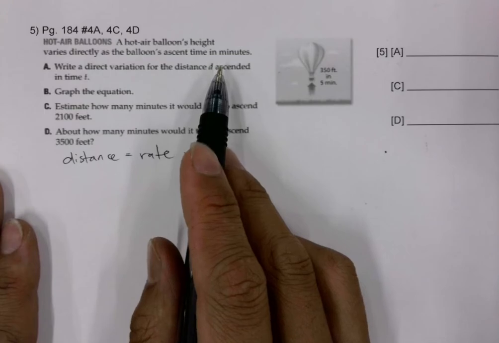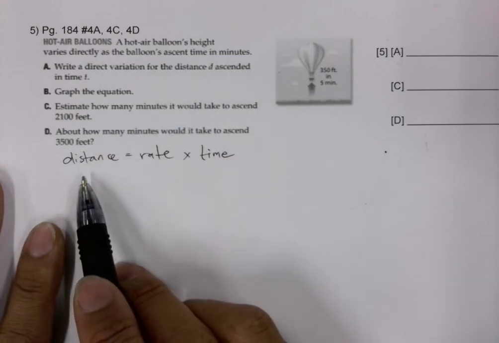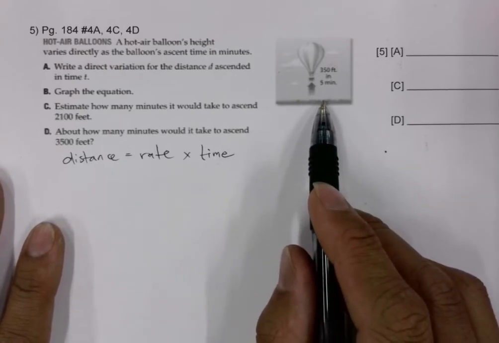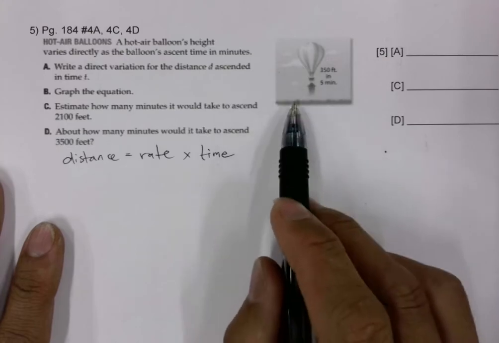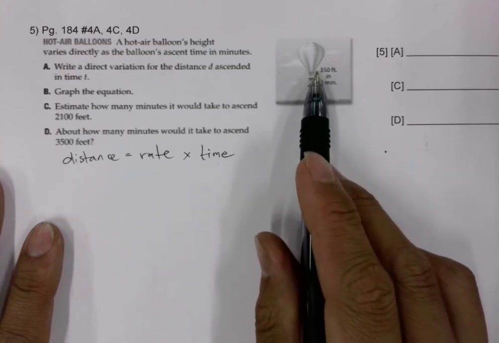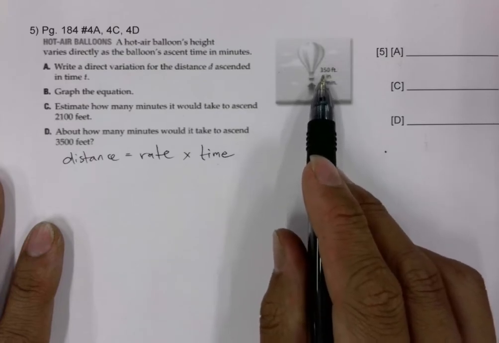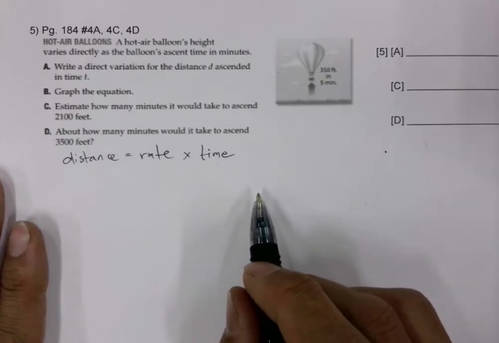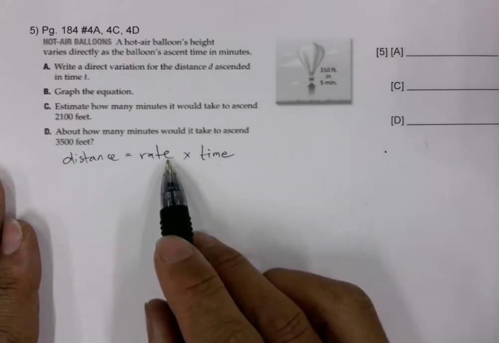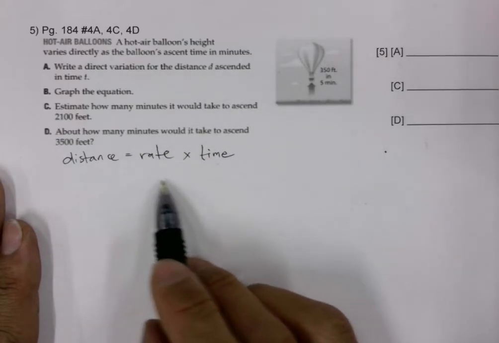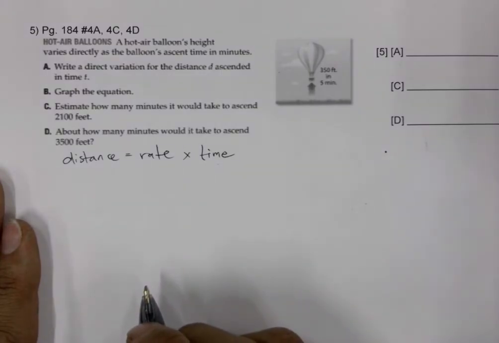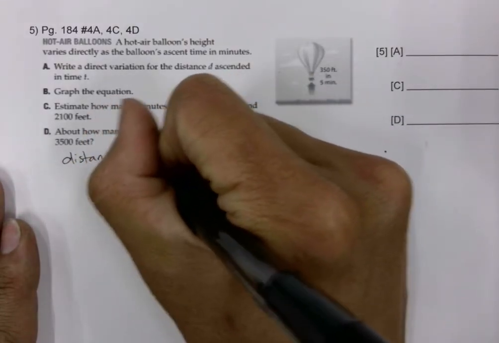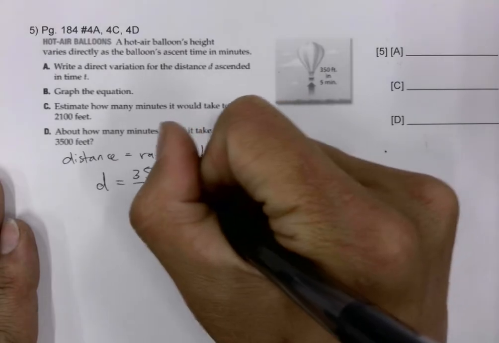In this case, we're going to be using the variable d for distance and t for time, and the diagram shows us what rate the balloon is rising. It is rising at a rate of 350 feet in 5 minutes. So we can go ahead and insert that rate in the place of rate in our equation here. We can rewrite it as d is equal to 350 over 5 times t.